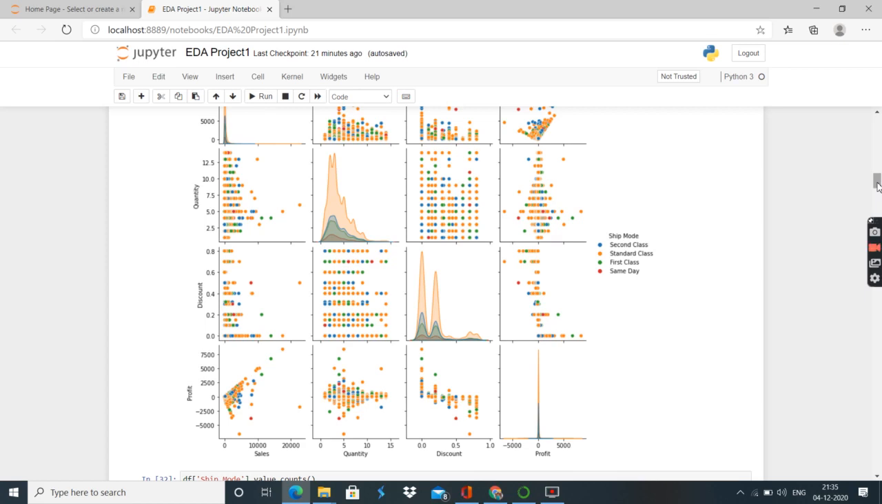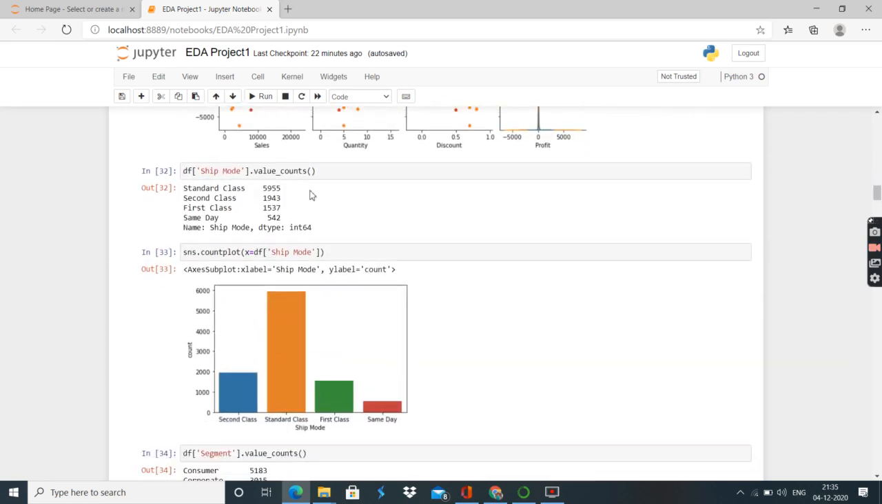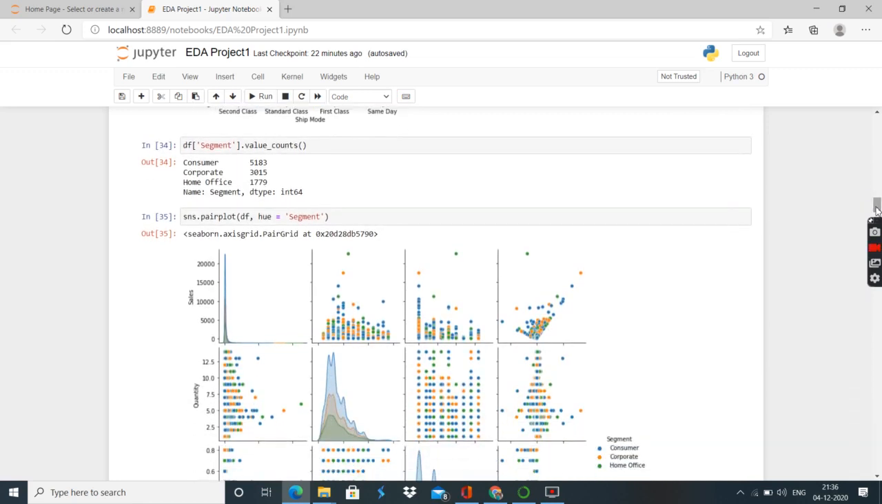Now, here I'm using bivariate distribution, implying the relationship between two variables, the profit and the sales variable, or the profit and the quantity variable, or the discount and the discount variable, which gives you this graph for different hues. Again, here I have used the function called value counts to count the number of entries for each class. And again, I try to depict it using a bar graph or a count plot. In order to make it more interactive, you can use different colors.